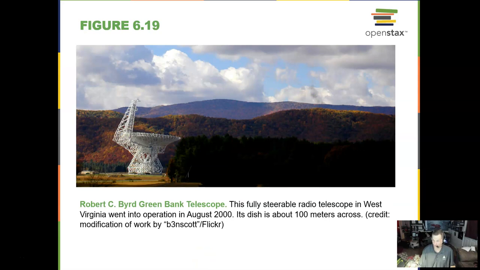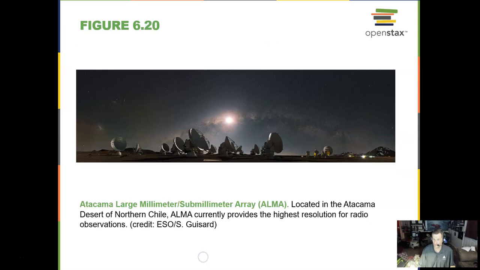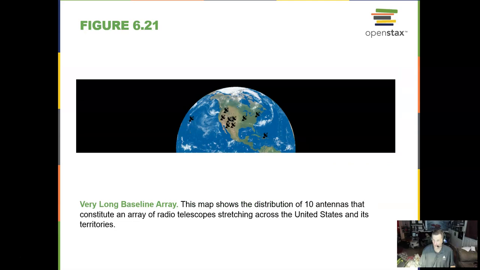The Green Bank Telescope in West Virginia is pretty large, 100 meters across. The Large Millimeter Array in Chile, the Atacama Desert again, in northern Chile. Or you can put radio telescopes throughout the Earth and link them all together so that the Earth is acting like a radio dish, the entire Earth.